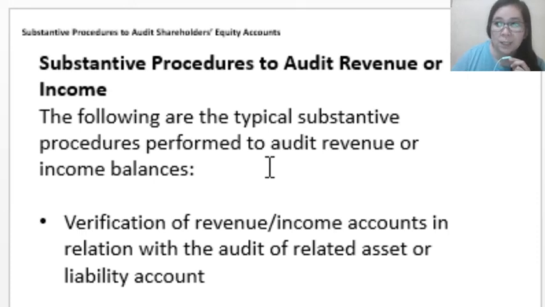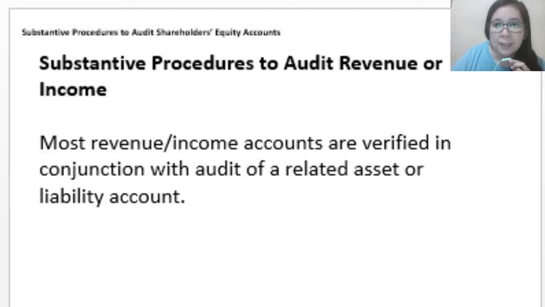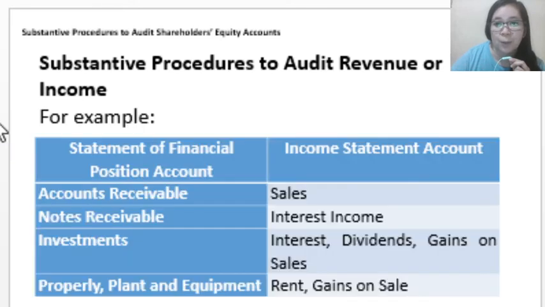Once these are perfected, meaning the goods were already delivered or the services were already performed, then the entity can now record or recognize revenue or income. Next, most revenue or income accounts are verified in conjunction with the audit of assets or liability accounts, as discussed also or mentioned. So we have here an example.